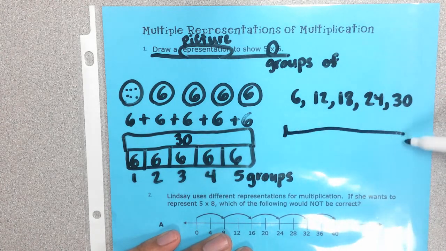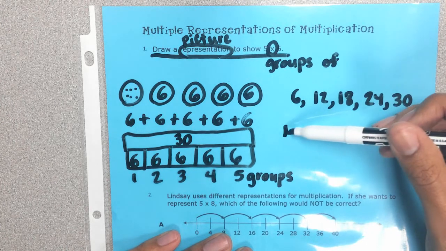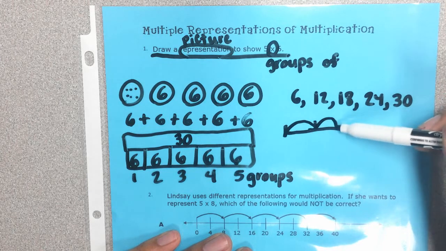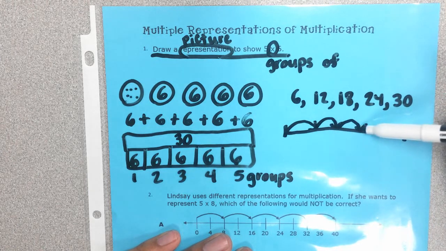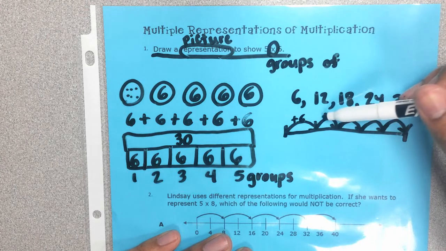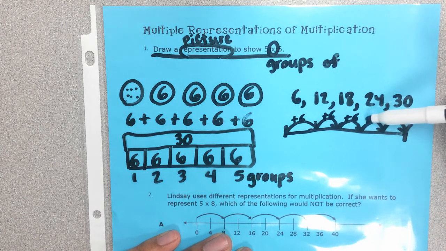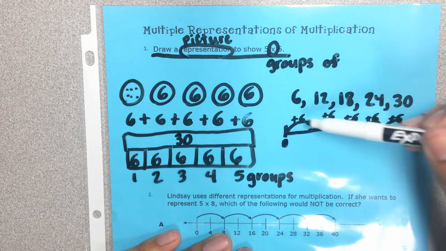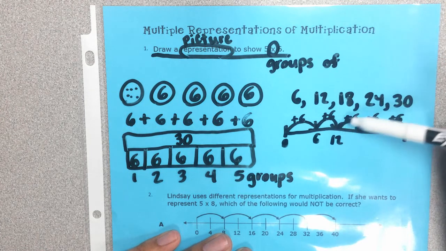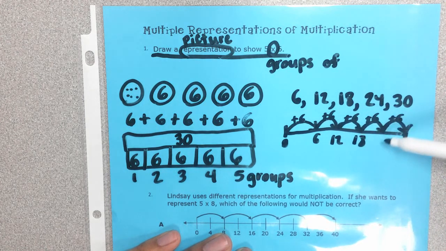So remember that on a number line we make hops, and each hop is a group. So 1 group, 2 groups, 3 groups, 4 groups, 5 groups, with 6 in each group. So we would just have to add 6 up here every time. So this would be 0, and this would be 6, plus 6 more is 12, kind of like the skip counting, plus 6 more is 18, plus 6 more is 24, plus 6 more is 30.